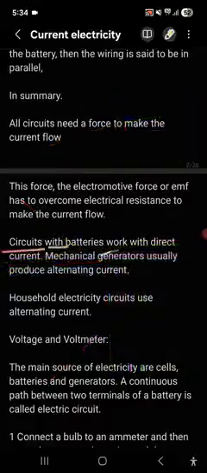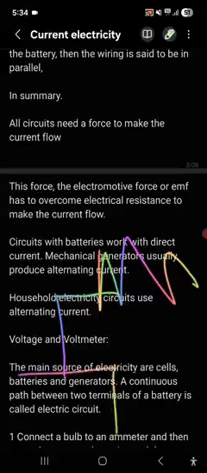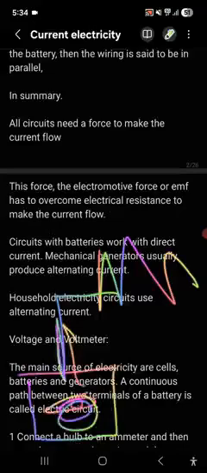Circuits with batteries work with direct currents. They go direct, the boring ones.